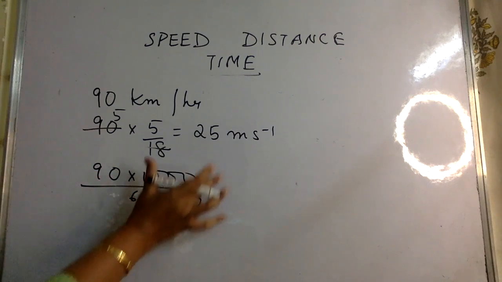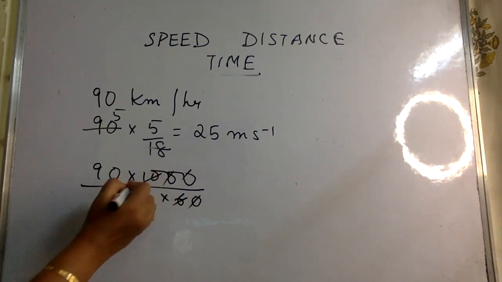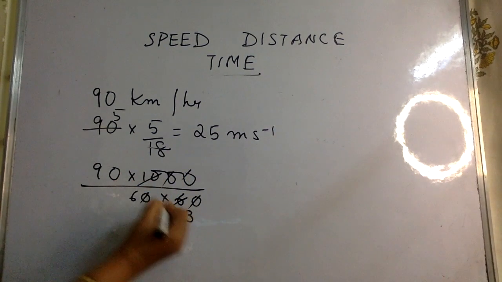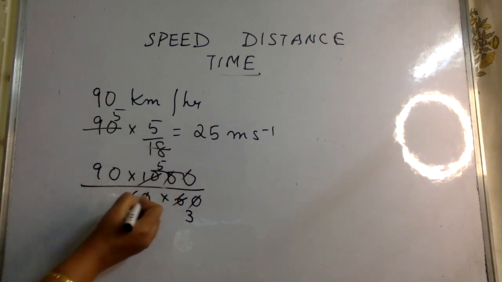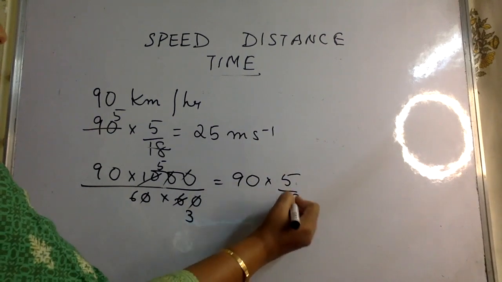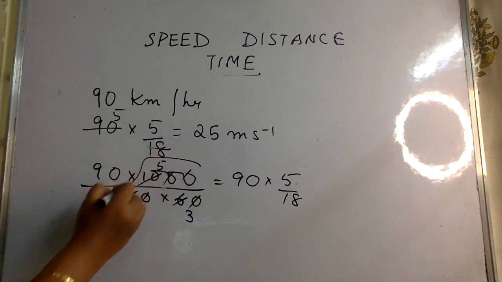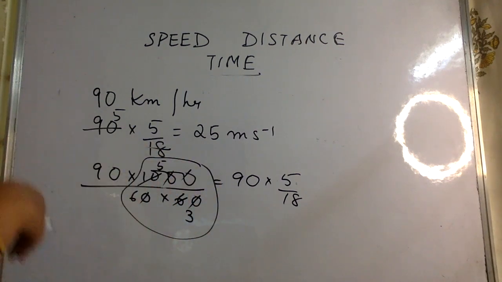But let me cancel, reduce just this much. And this is 6, 2 3s are 6, 5s are 5. Now see how much you get, 90 into 5 by 18. So this is exactly what we are doing. So what we do is we take a shortcut, we say into 5 by 18. But why 5 by 18?